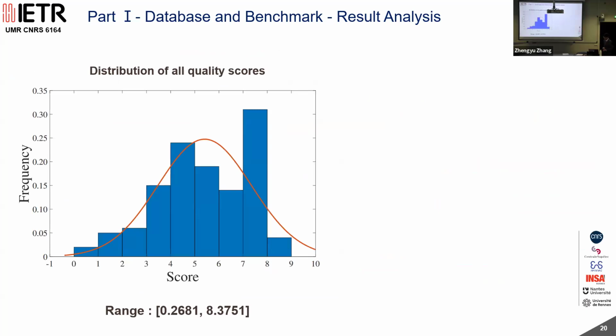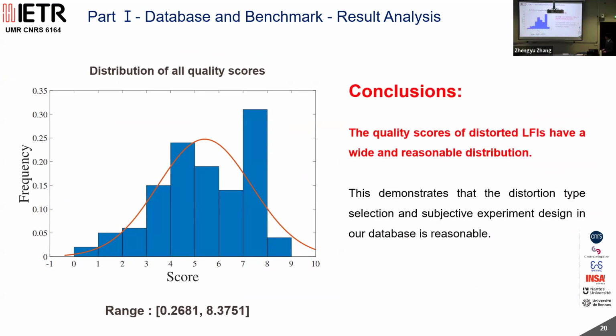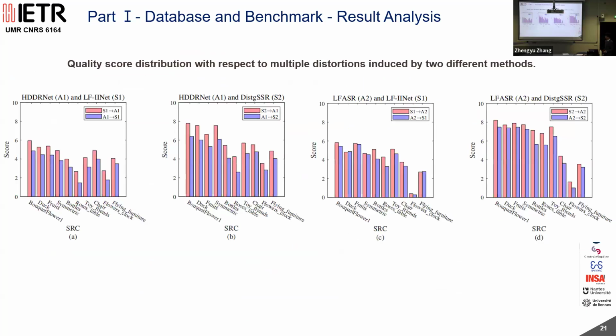And then we further provide the distribution of all the quality scores in our database. And we can see that the quality scores of the distorted light field images have a wide and reasonable distribution. And finally, we present the quality score distribution with respect to multiple distortions introduced by 2 different methods. And here, different figures denote different combinations of the angular reconstruction methods and spatial super resolution methods.